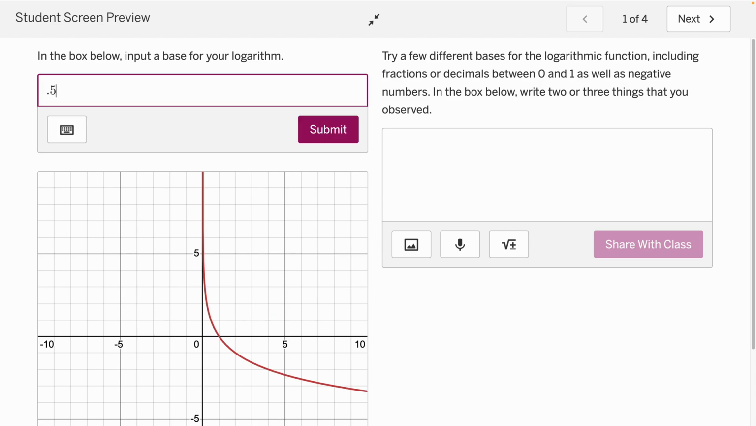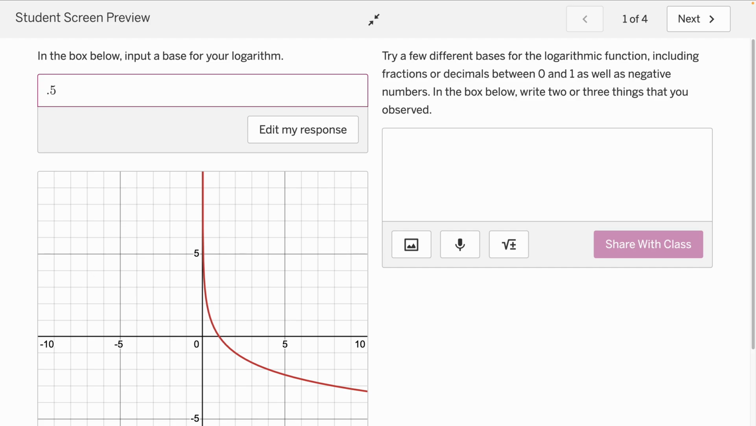So 0.5, if I do that, and I go look, do I still have the same x-intercept? Yeah. Okay, so I do have the same x-intercept. So it doesn't matter the base, all my graphs have the same x-intercept. It's 1, 0. All right? Anything from 0 to 1, it's a decreasing graph. Anything bigger than 1, it was an increasing graph.